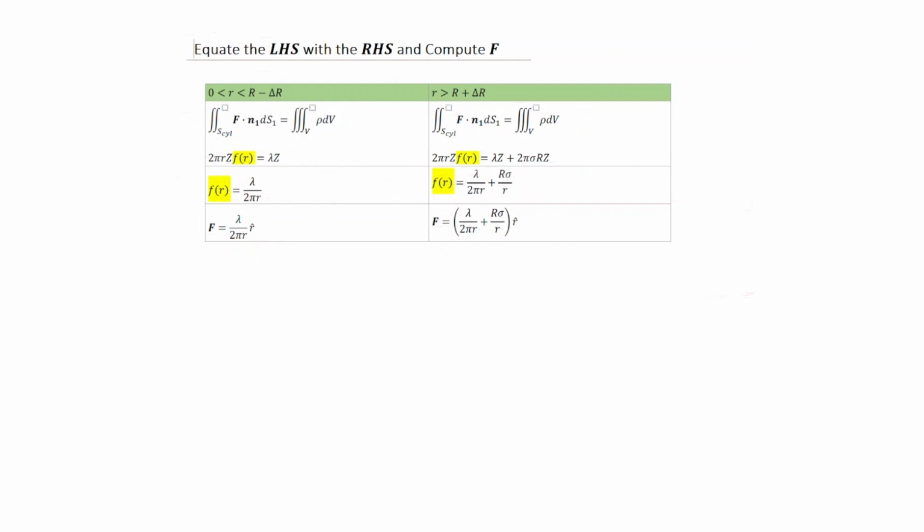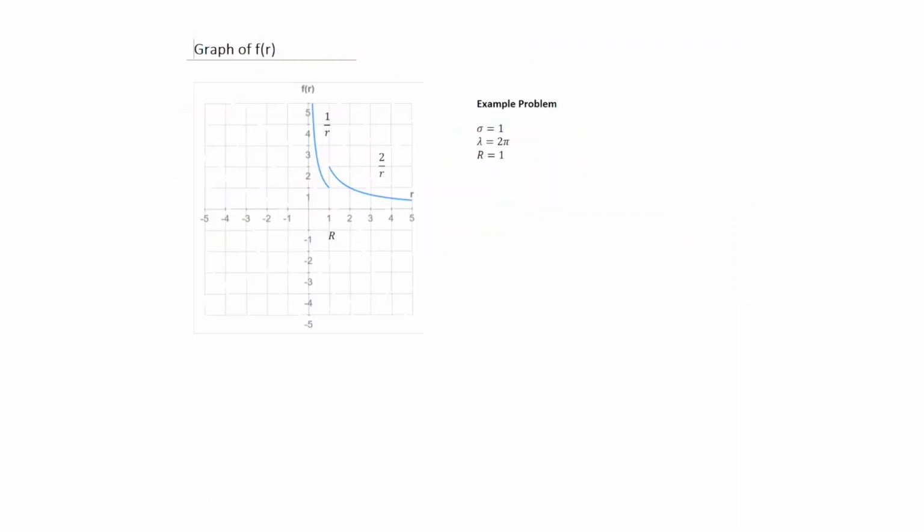Okay, the next thing we can do is just graph the result. In graphing the result, we are using a specific example here: sigma is 1, lambda is 2 pi, and R equals 1. Up to capital R, which is the inner surface of the cylindrical shell, we have a 1 over r dependency. Then you see a sudden jump, and this is the contribution produced by the cylindrical shell. We now have 2 over r.